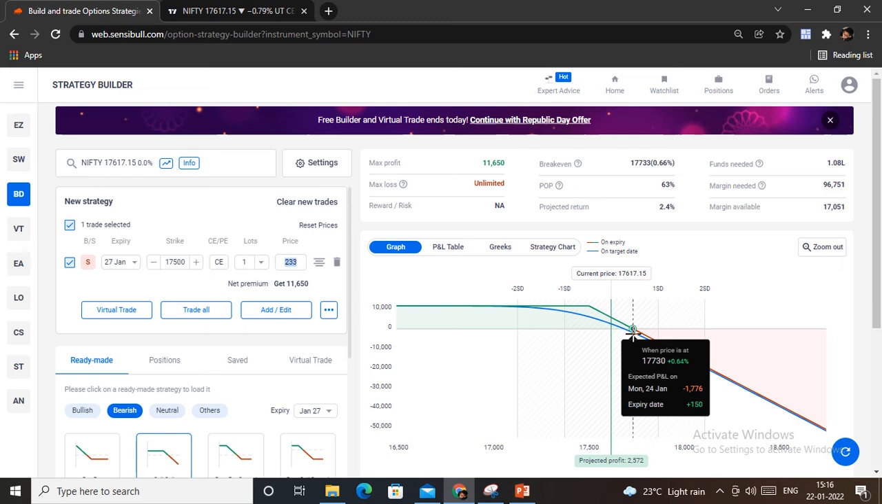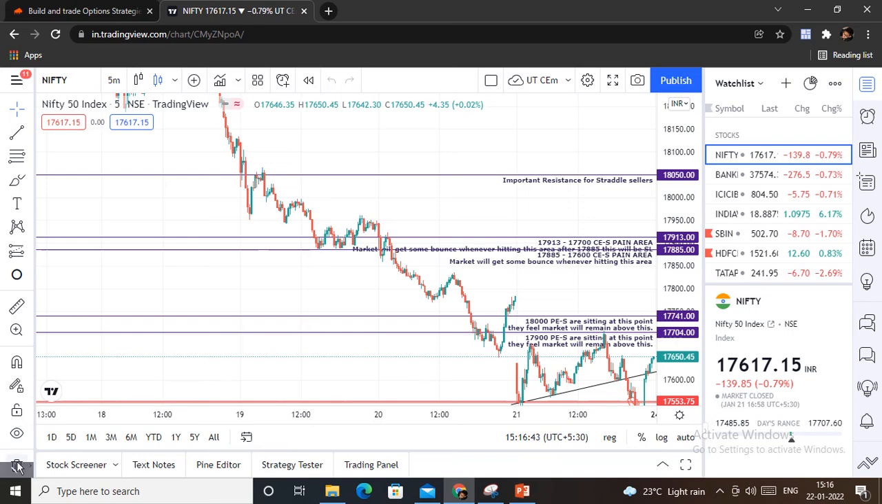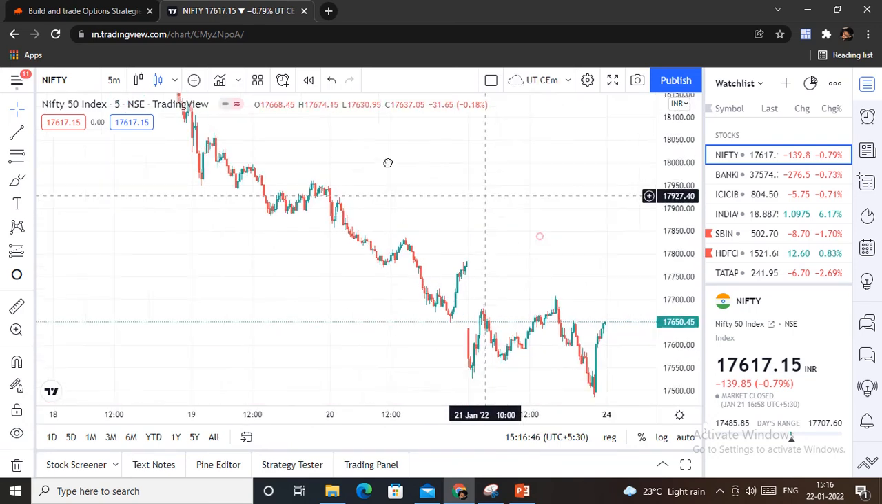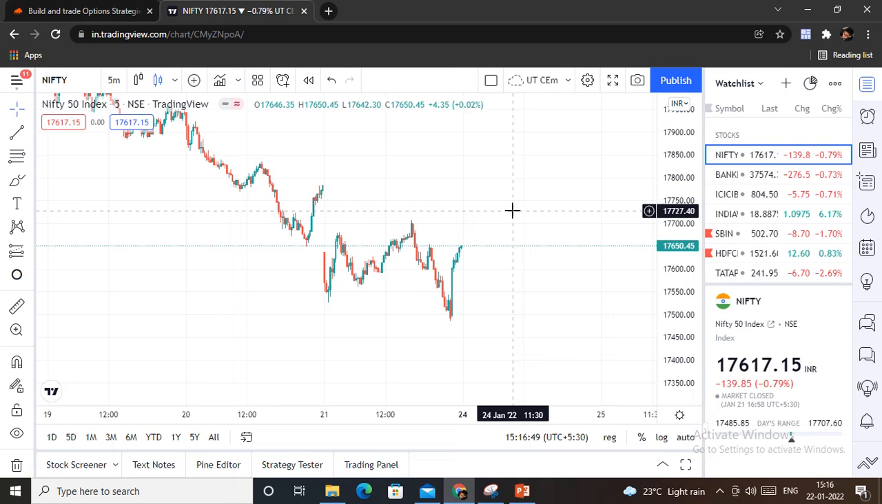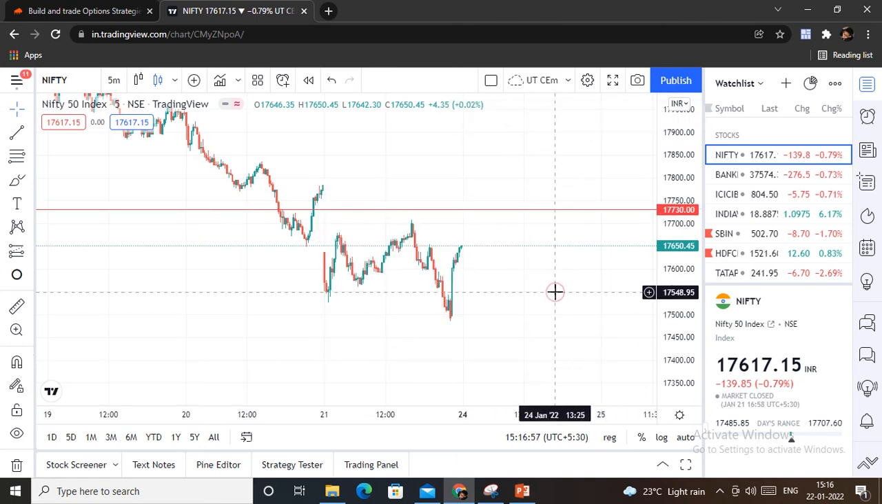Okay, so if someone is so aggressive that he or she is selling this number of in the money call options, there might be some powerful traders over there, there might be some manipulation over there. So those people will try to defend these 17,730 levels on the upside. So let's delete everything over here. Let's move to the chart. Okay, so I have deleted everything. So what is an important resistance that comes out from this study? It's 17,730. This is the level which the in the money call option sellers will try to defend.